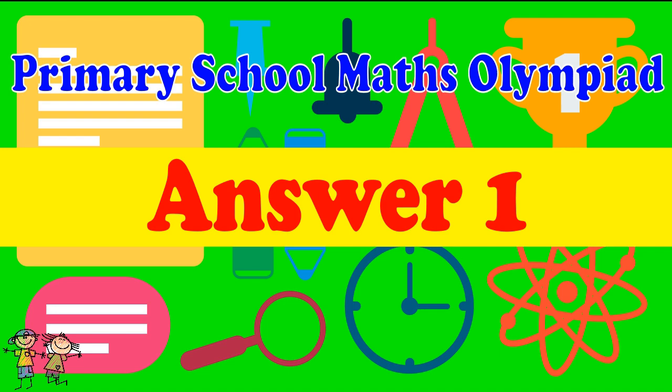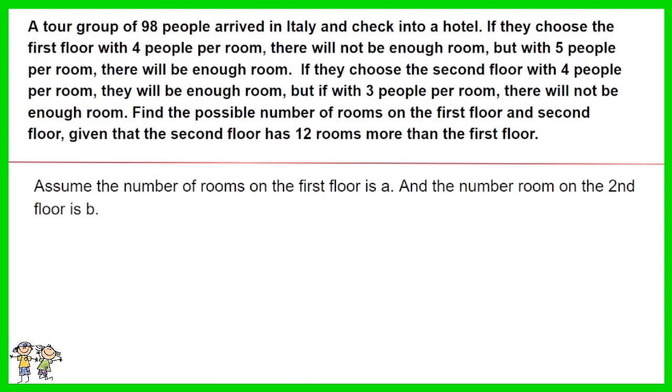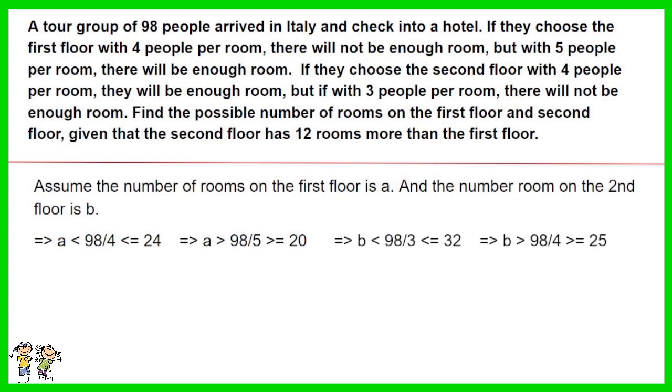Answer for question 1. Assume the number of rooms on the first floor is A, and the number of rooms on the second floor is B. A should be less than or equal to 98 divided by 4, or rounding down to 24. In addition, A should also be more than or equal to 98 divided by 5, or rounding up to 20. B should be less than or equal to 98 divided by 3, or rounding down to 32. In addition, B should also be more than or equal to 98 divided by 4, or rounding up to 25.